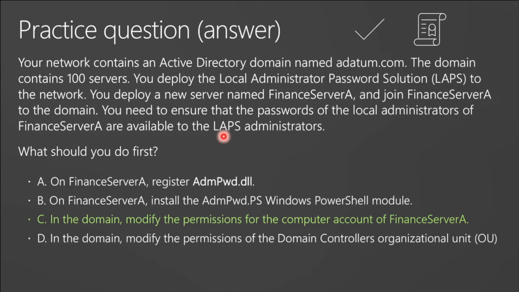So modify the permission for the computer account of finance server A. Why? Because you want to implement random password on this machine, but this machine should have the ability to write in Active Directory, because it's setting up a new password, and this password is stored in an additional attribute in Active Directory. So this computer should have the ability to write in Active Directory to modify the value of the new password there. Yeah, that's the basic idea.